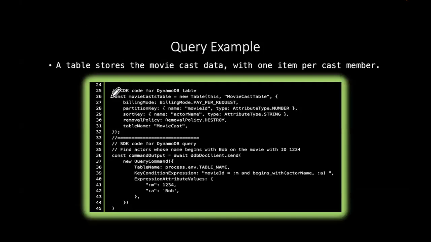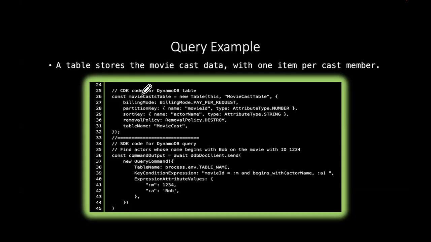Query example. Queries only apply to tables with composite primary keys. So I've got a table here, and you will be playing with this table in this week's lab. I've got a table that contains information about the cast for each movie.